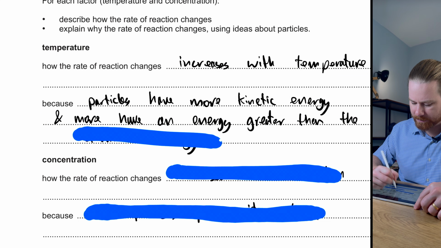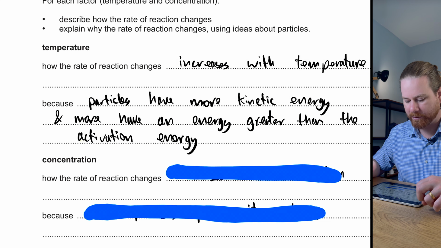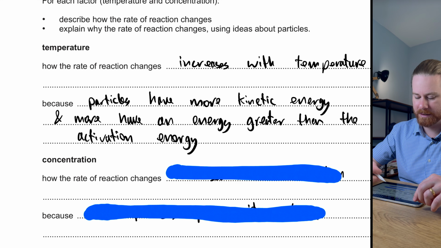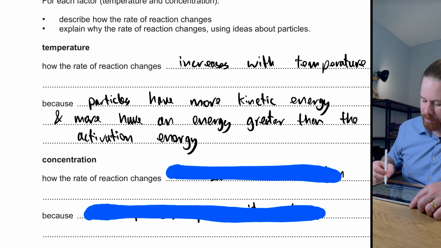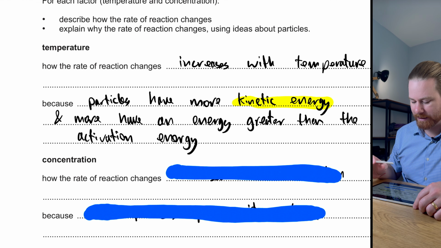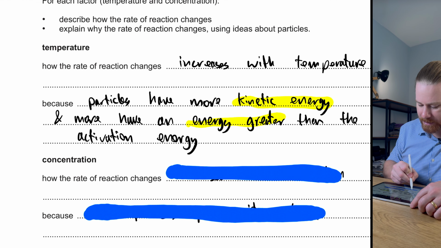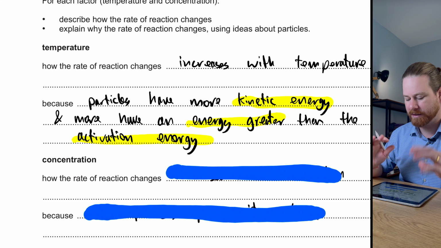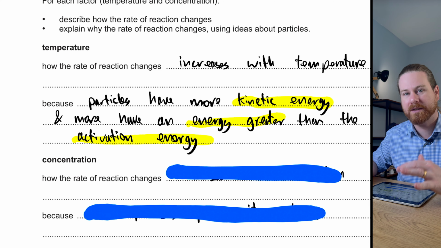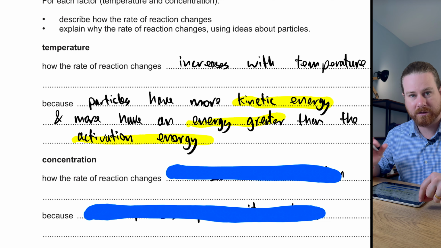So how the rate of reaction changes: it increases with temperature, that's the easy mark. The explanation is a little bit trickier. It's because particles have more kinetic energy, and then the second thing is that they have an energy greater than the activation energy. So this is really important with temperature. Not only do they have more energy, it's that that energy is greater than the activation energy, so that's how they can react.